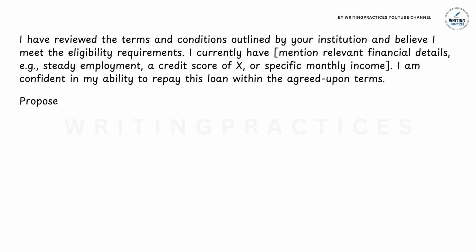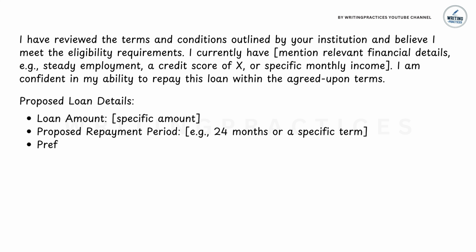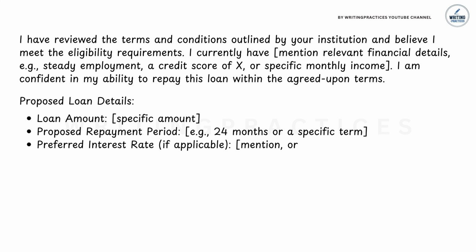Proposed loan details. Clear and specific. Now outline the specific terms you are proposing for the loan. Use bullet points to make this section easy to read. Example, proposed loan details. Loan amount, $10,000. Proposed repayment period, 24 months. Preferred interest rate, as per your policy.